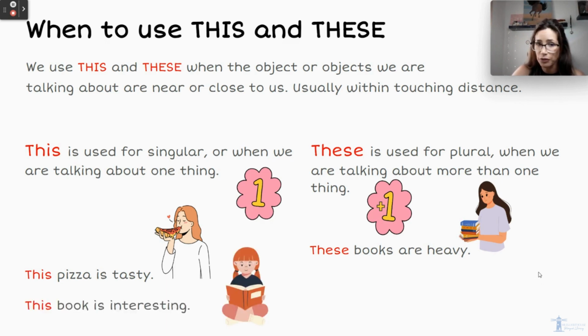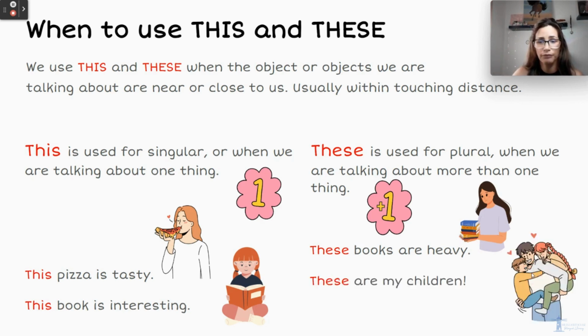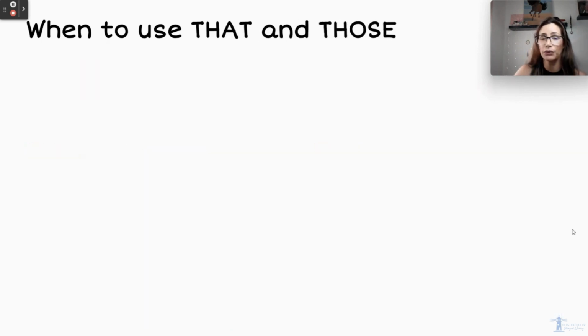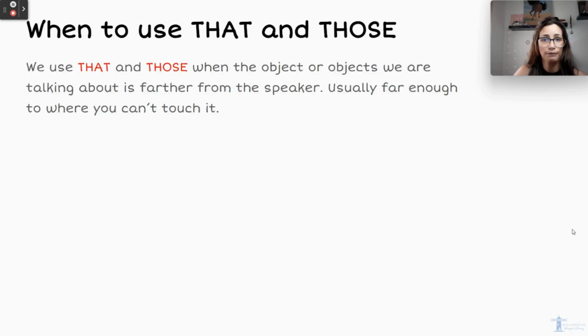One more example of each. This book is interesting. This, because there's one, and also because she's holding it, she's reading it, she's touching it. These are my children. These, because there's 2, and also because in that moment he's holding them. He has them near. They're close to him.